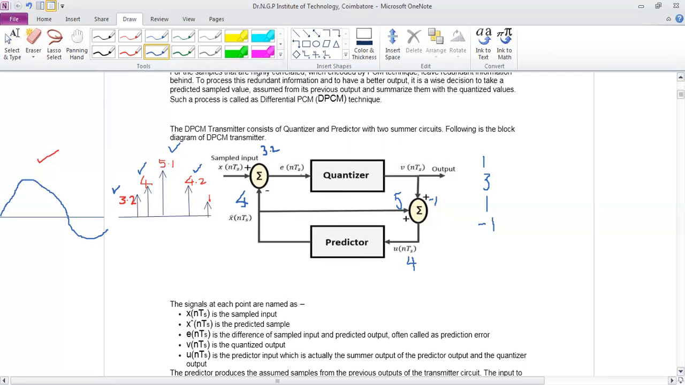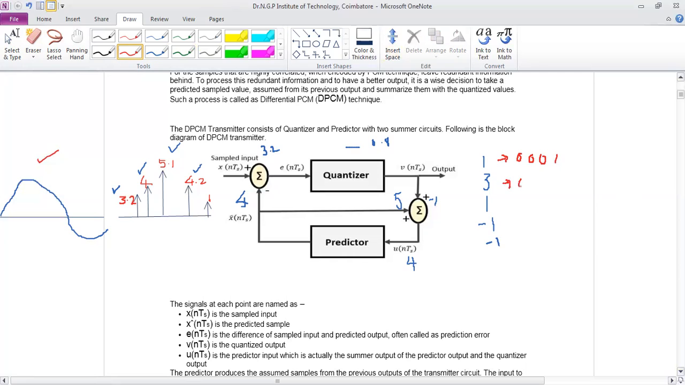So now take the difference again. 3.2 minus 4 is around minus 0.8, right? So that is quantized approximately to again minus 1, right? This is the way my DPCM output will be quantized. So each value is a digitized one, because the purpose is to make it a digital value.